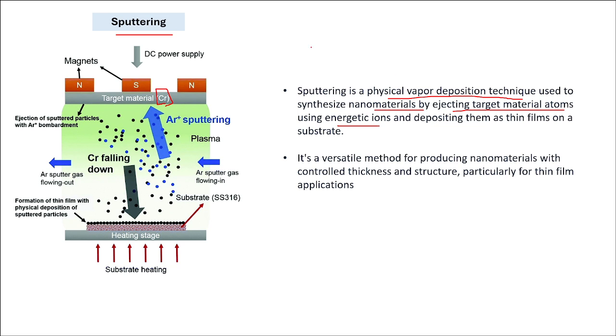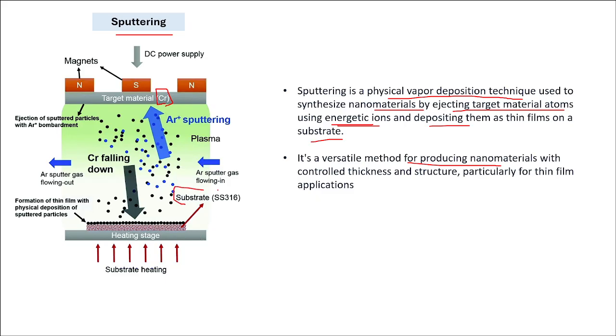Now, in the previous case, a laser was being used to eject out the nanoparticles. In this case, there are energetic ions, and the particles are then deposited as thin films on a substrate. It is a versatile method for producing nanomaterials with controlled thickness, size and structure, particularly for thin film applications. Now, this is the substrate heating stage.